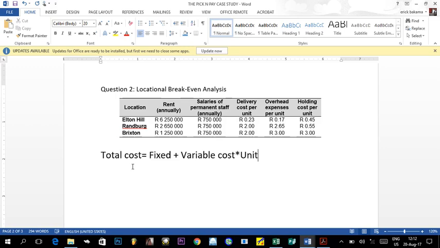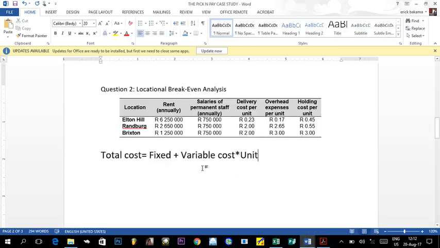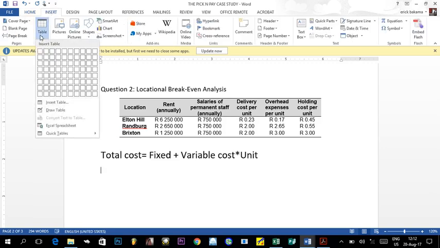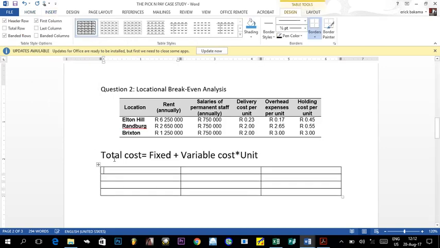Now the question that they're asking us is to find, based on the information provided, a detailed locational break-even analysis for Ms. Morero, which will indicate the volume that will make all these locations equally attractive. So the next thing to do is to identify, first of all, what is a fixed cost and what is a variable cost for all the locations that you are working with.